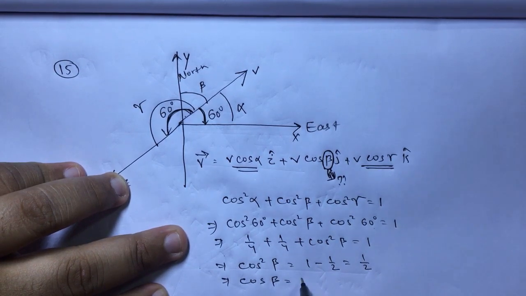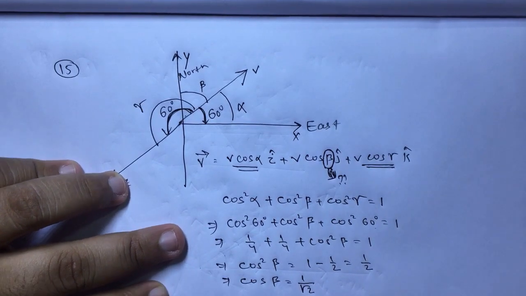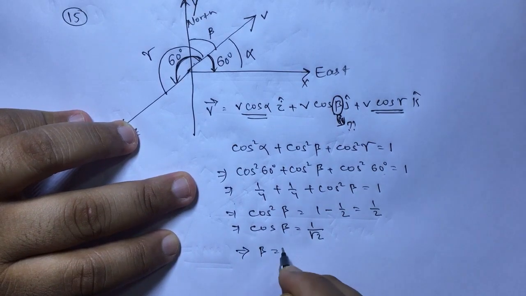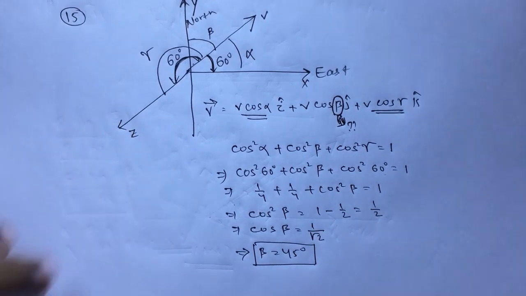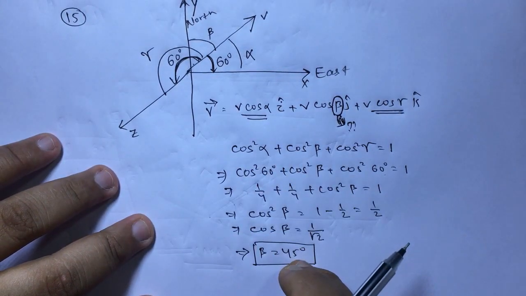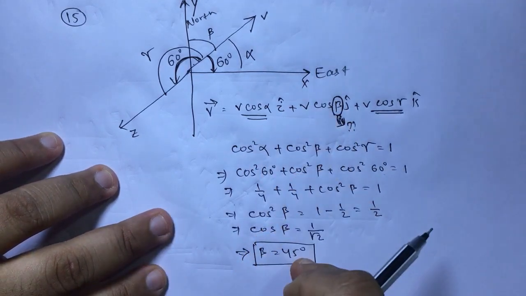So cos beta equal to how much? 1 by root 2. Okay, so if cos beta is 1 by root 2, then obviously beta will be equal to 45 degree. So this is how you can find the beta value. There I have mentioned if two angles are given, you can find the third angle. This is how you can find.